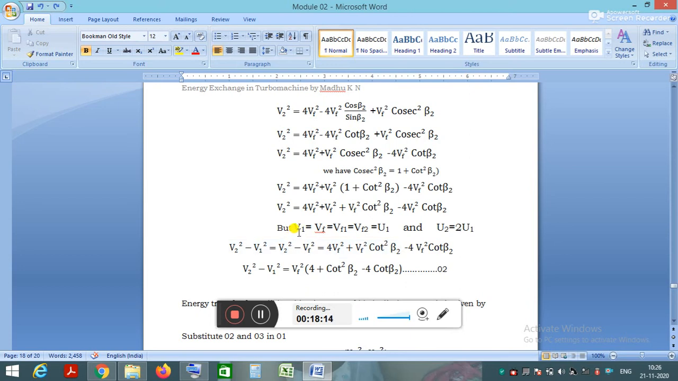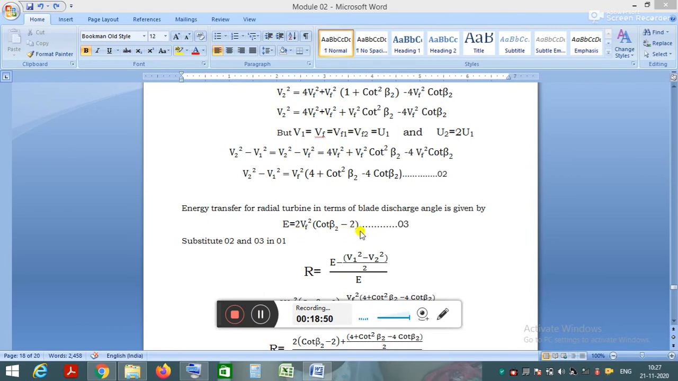But we know that V1 equals Vf. Therefore V2 square minus V1 square, we can write it as V2 square minus, instead of Vn square we can write Vf square. Vf square gets cancelled. 4 Vf square plus Vf square cot square beta 2 minus 4 Vf square cot beta 2. Taking Vf square outside, we will get 4 plus cot square beta 2 minus 4 cot beta 2. Call this equation number 2.